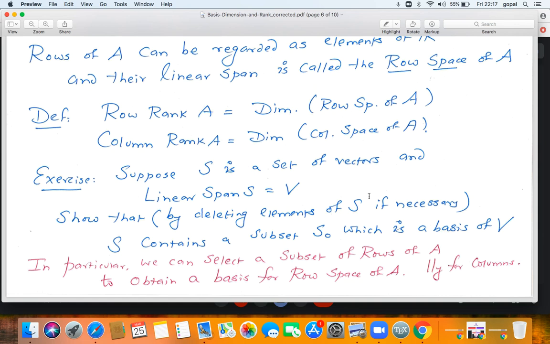Now look at the smaller set S naught. If it is linearly independent, fine. If not, one of those vectors is a linear combination of the others, and delete that particular vector. Keep making this set smaller and smaller in such a way that every time the linear span is the same, but ultimately you will get a linearly independent set. So the exercise says, suppose S is a set of vectors such that the linear span of S is V. Show that by deleting elements of S if necessary, S contains a subset S naught, which is a basis of V. In fact, I have given you the solution to this exercise. I just rattled off the solution of this exercise.